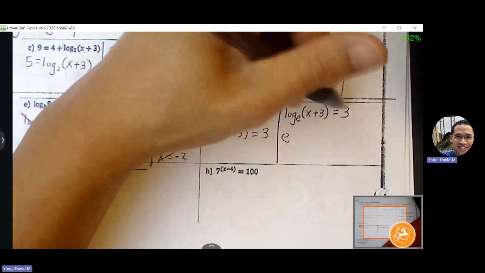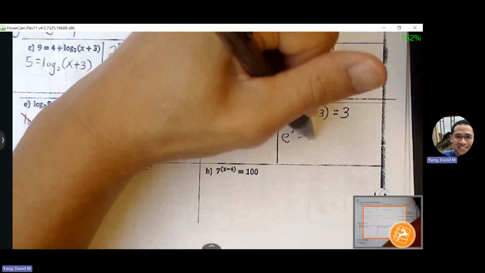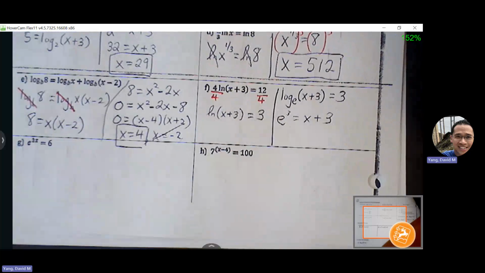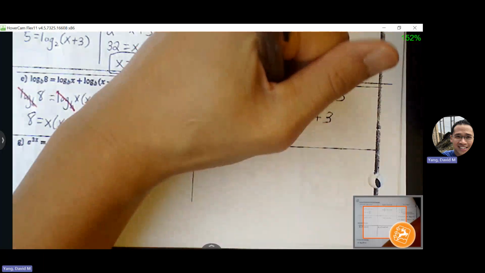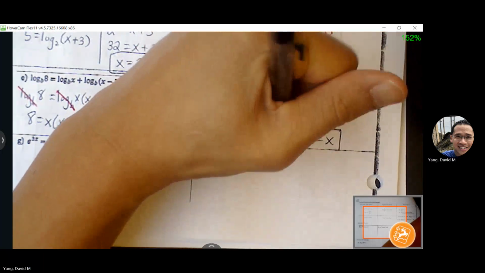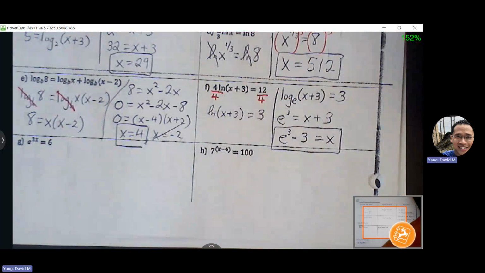So e to the 3rd power is equal to x plus 3. So now we have a lot more flexibility in terms of solving for x. Right now, it feels a lot easier to get x by itself. So e to the 3rd power is going to be some decimal number. So we just subtract 3. We can just leave it in this form, but roughly, 2.7 to the 3rd power is maybe somewhere in that 20 range. But we can leave it in exact form.